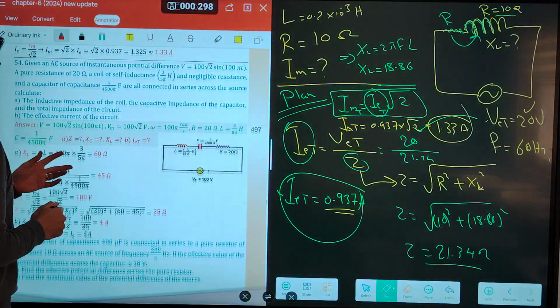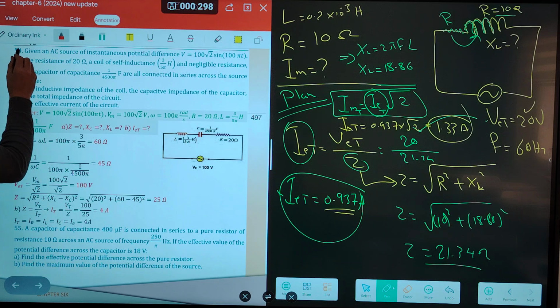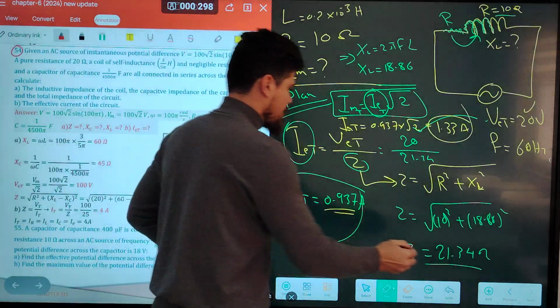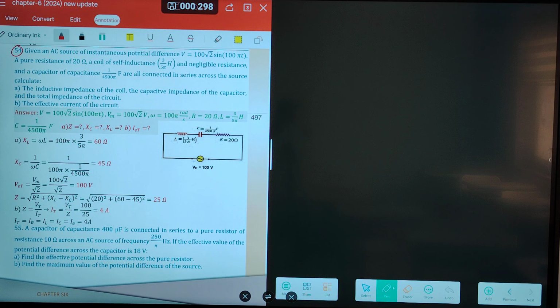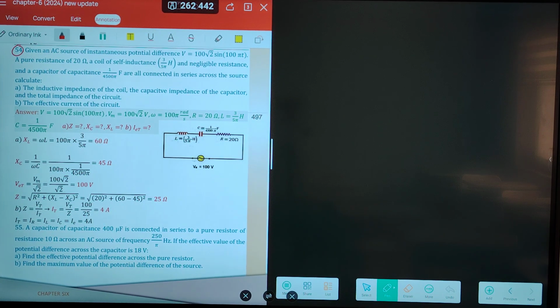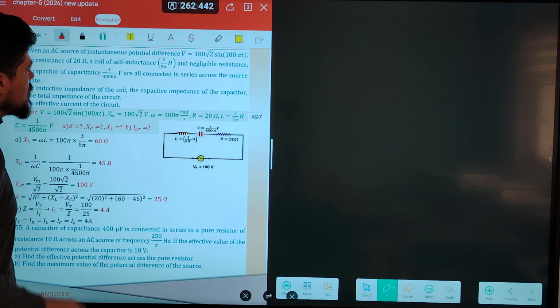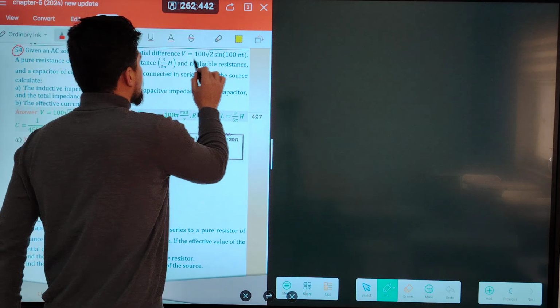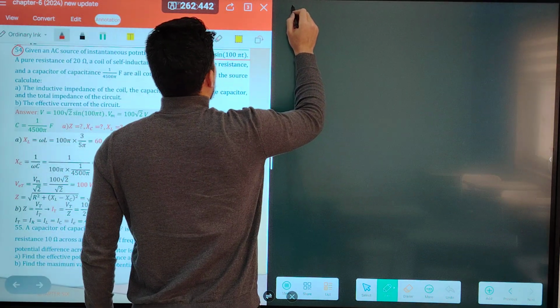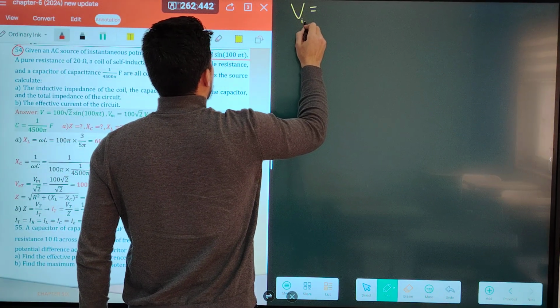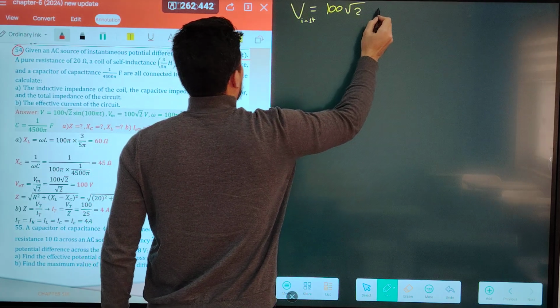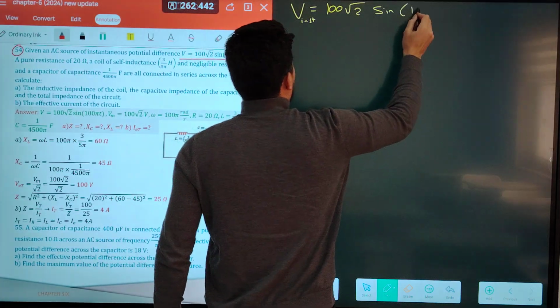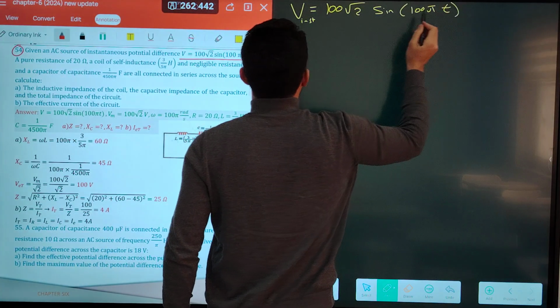Question 54. Guys, look at this question. Okay. Question 54 in review and assess. Given an AC source of instantaneous potential difference, the equation is given in this question, guys, be careful. The equation of instantaneous potential difference is equal to 100 radical 2 sine 100 pi t.